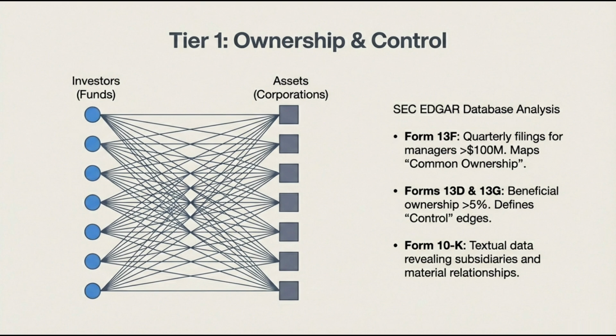Form 13F provides quarterly filings for large managers and is useful for mapping common ownership. Forms 13D and 13G reveal beneficial ownership above 5%, which helps identify more direct control edges, and Form 10K can provide textual information about subsidiaries and material relationships.